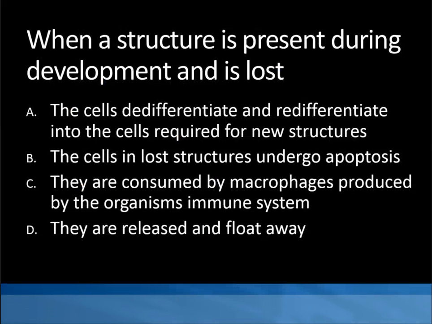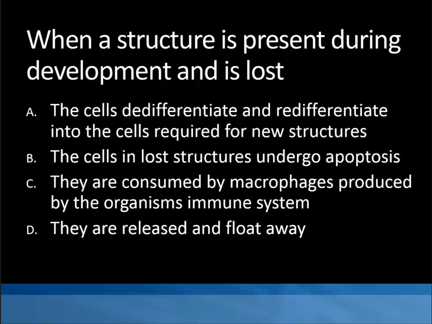Okay, so here's your first question. When a structure is present during development and is lost, the cells dedifferentiate and redifferentiate into the cells required for new structures. The cells in lost structures undergo apoptosis. They're consumed by macrophages produced by the organism's immune system. Or they are released and float away.